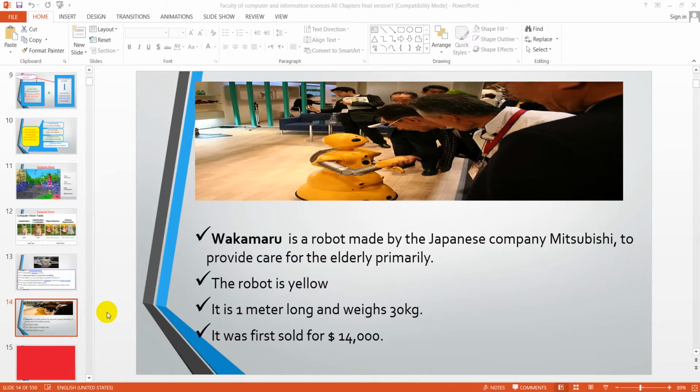Wakamaru is a robot made by the Japanese company Mitsubishi to provide care for older people. It is yellow, it is 1 meter long and weighs 30 kilograms, and it was first sold for $14,000. Among the functions that AI scientists hope the robot will do is caring for older people.